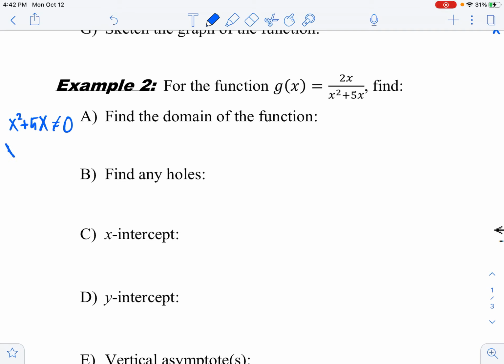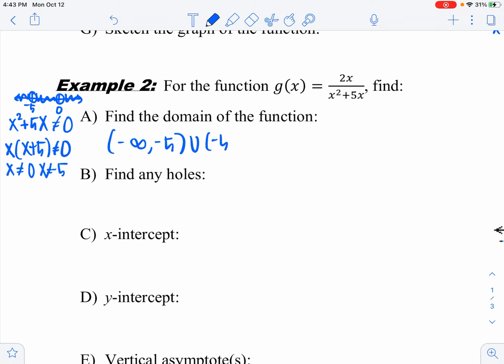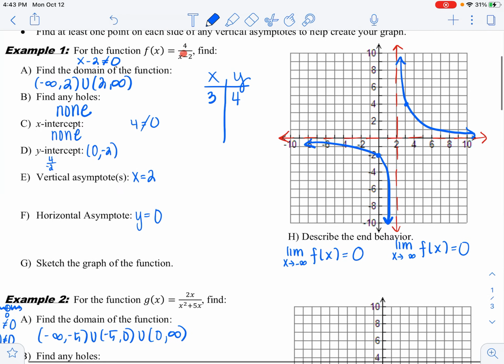Next, I look for a GCF. There is a GCF of x. And now I can say x can't be 0, x can't be negative 5. I can think about what this looks like, or I can draw a picture if I need to. If you still need to draw a picture, there's nothing wrong with that. Negative 5 here, 0 here, can't be, but could be anything less than that, anything in between, anything more. So my domain is negative infinity to negative 5, union negative 5 to 0, union 0 to infinity.